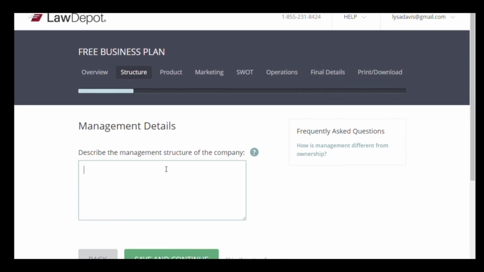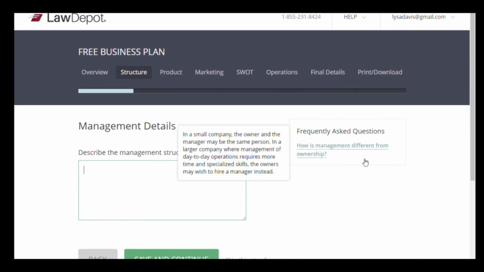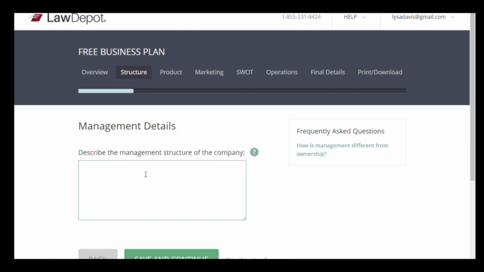Management details. So what's the management structure of the company going to be? How is the management different from ownership is a question on the side. So here again are great tips to help you when you're building out your business plan. And it says in a small company, the owner and the manager may be the same person. In a larger company where there's management of day-to-day operations that requires more time and specialized skills, the owners may wish to hire a manager. So we're going to act as if this is a small startup business, and so the management of the structure of the company is the owner.